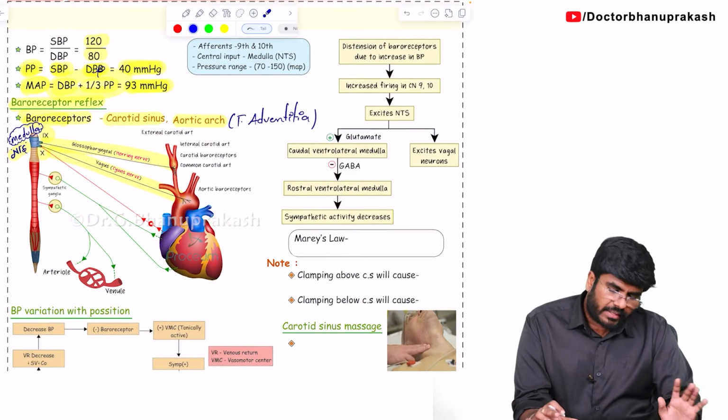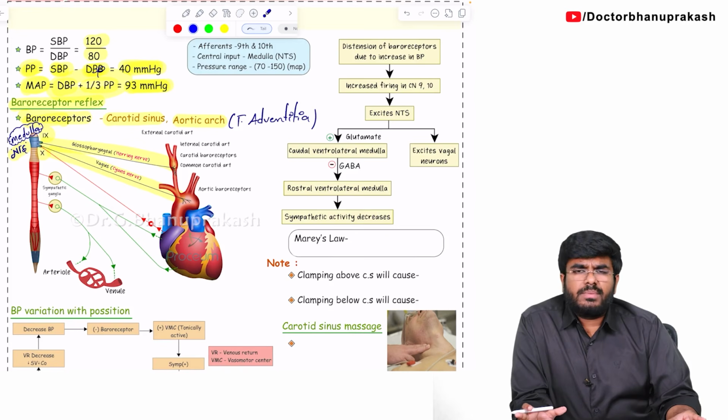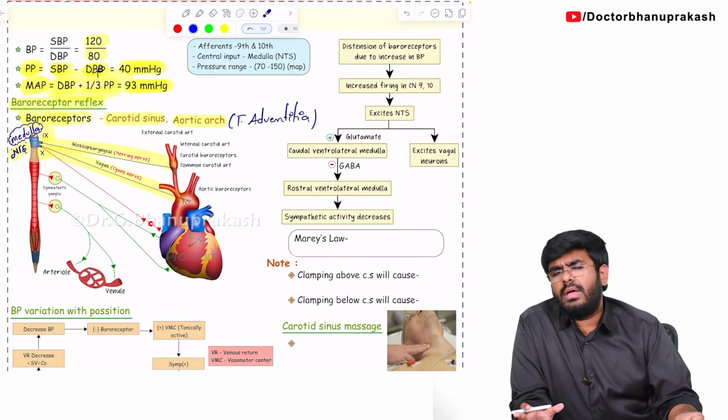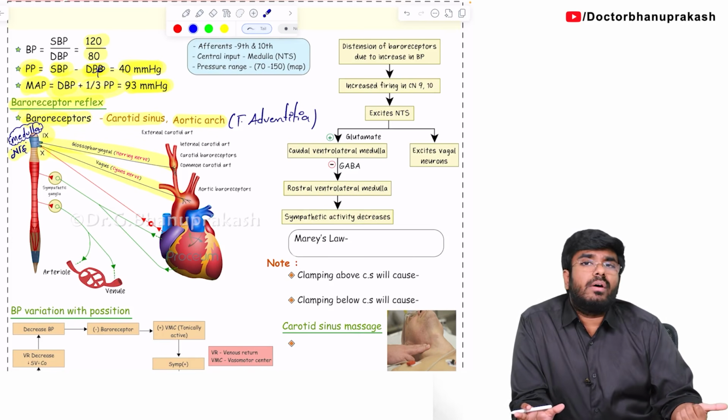Before going there, you tell me where are the receptors located? Baroreceptors, where are they located? Carotid sinus, aortic arch. And what are the afferents in this pathway? In this reflex, the afferents are the 9th and 10th cranial nerves, that's the Hering's nerve and sinus nerve. What is the center in this reflex? The center is the medulla. Which nucleus of the medulla? It's the nucleus of tractus solitarius. Where are baroreceptors located? Tunica adventitia. Baroreceptors are sensitive to what? The mean arterial pressure changes.